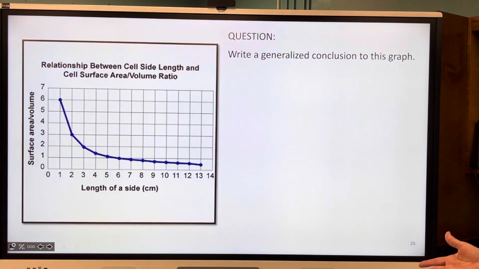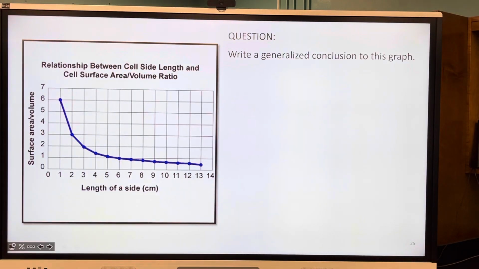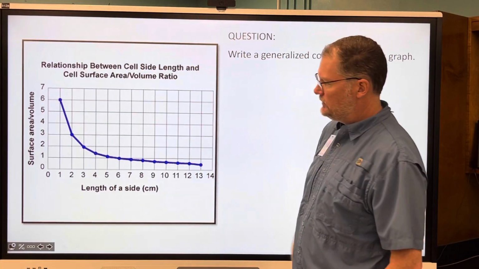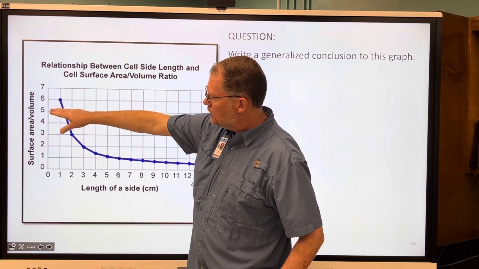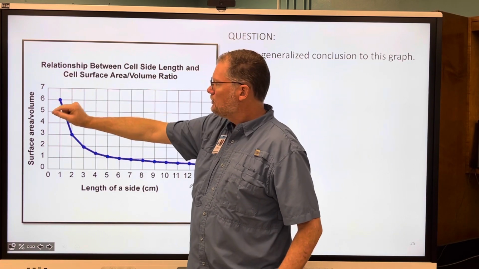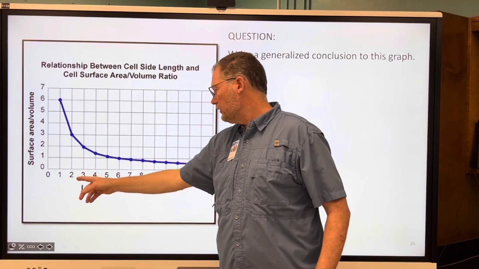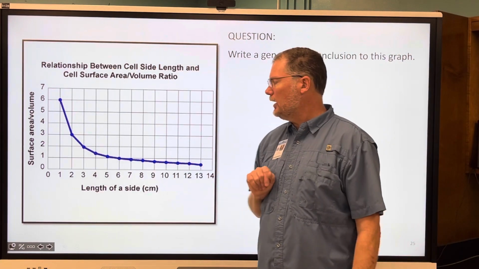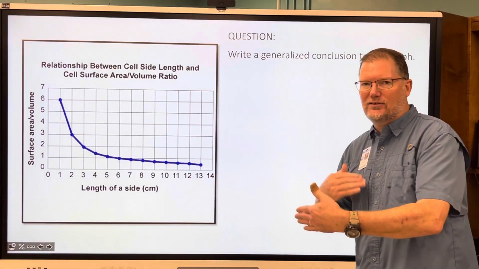And what does that mean? Take a look at this graph. Study it for a moment, and then you're going to write a generalized conclusion to this graph. You can see that on the y-axis, you've got surface area to volume going up, and then on the bottom, you've got the length of a side going from 1 to 13 in centimeters, okay? So what generalization can you make: as this does this, this does that.